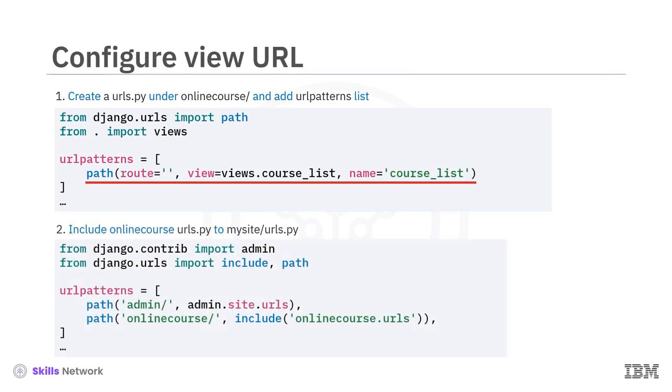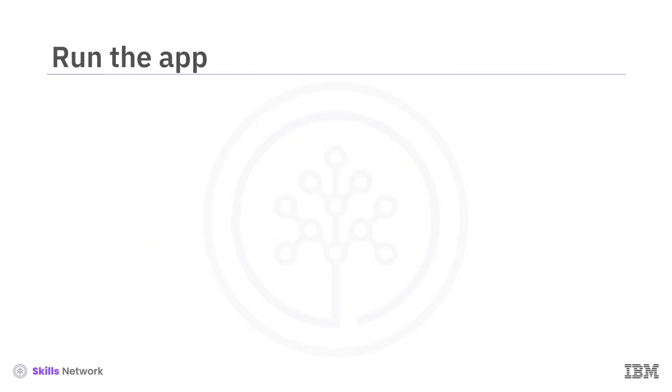Next, we point the root URL conf file of the onlinecourse app to the project's root URL conf file. We open the project's URL conf file called mysite/urls.py and add a path object referencing the onlinecourse app's URL conf. So, when Django receives any URLs with the suffix onlinecourse/, it will try to match any URLs in the onlinecourse/urls.py file. And our Django app is set up.